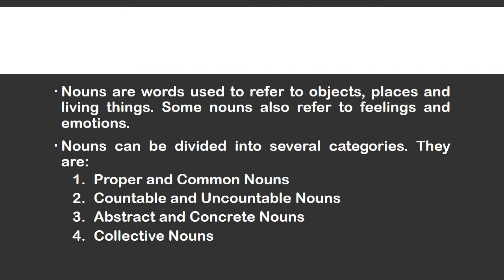Nouns can be divided into several categories. They are proper and common nouns, countable and uncountable nouns, abstract and concrete nouns, and collective nouns. Let's study each one in detail. I hope the definition is clear, that nouns are words used to refer to objects, places, and living things. Some nouns also refer to feelings and emotions.